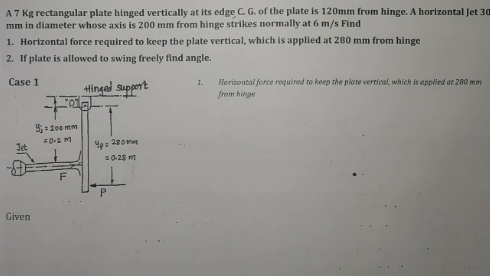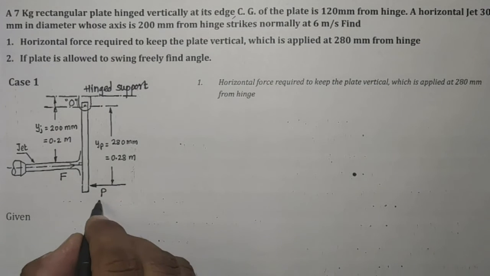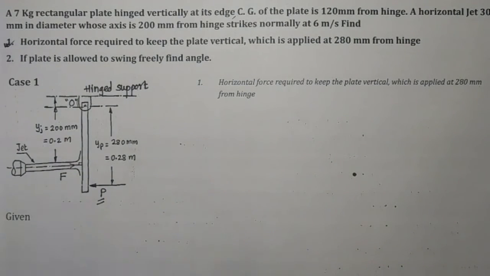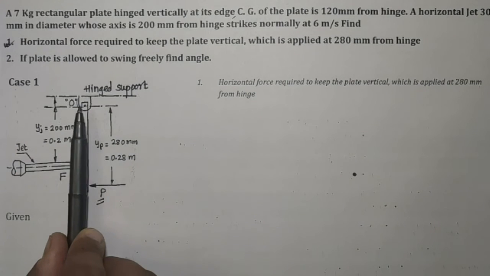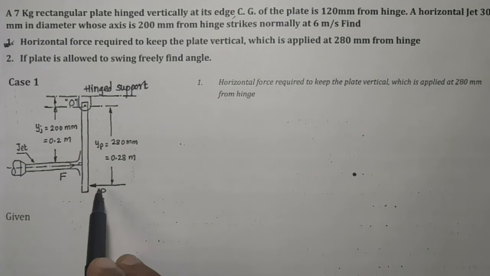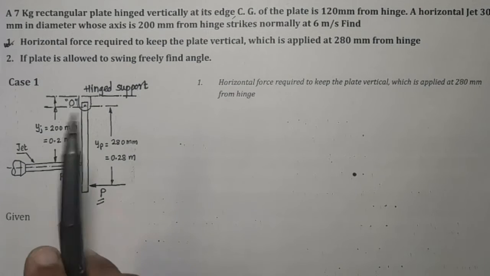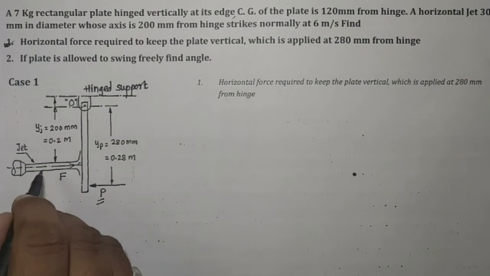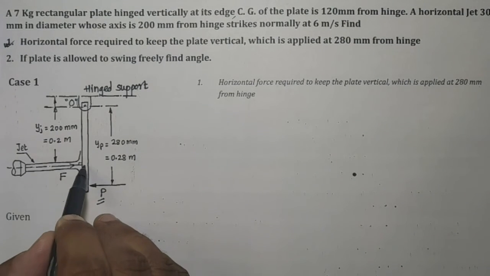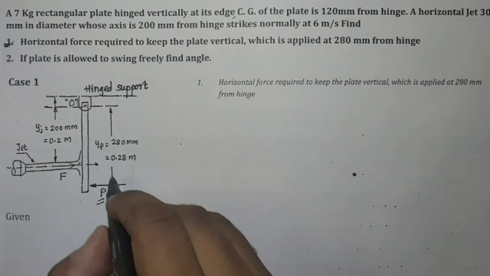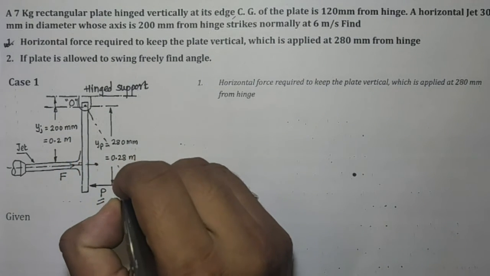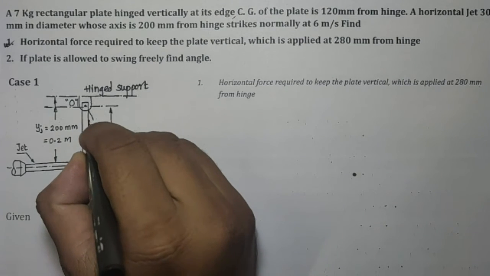So that particular force is to be found out in the first case. In the second case, if we remove this particular force P, what will happen? Because of the application of force F, that is the force exerted by the jet, this plate is supposed to swing through an angle of theta degree. With the line we can show that angle as theta degree.